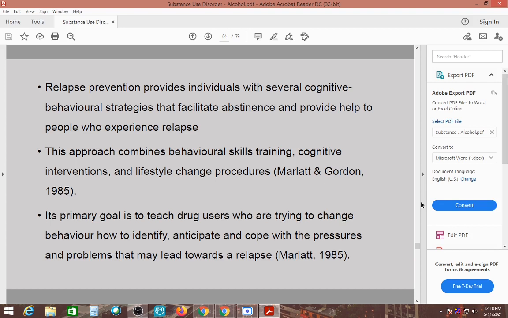So what happened here? Over here, relapse prevention provides what? Several cognitive behavioral strategies. I told you about CBT, what do they do?